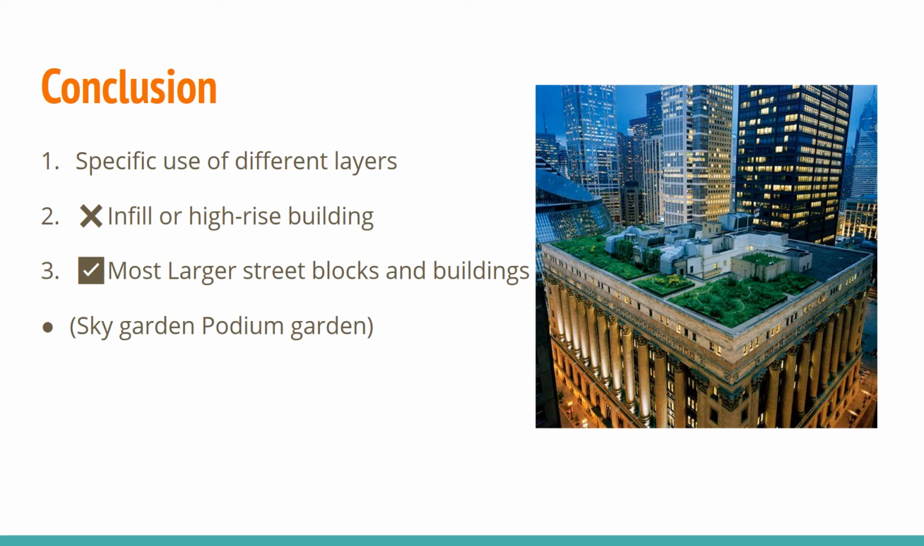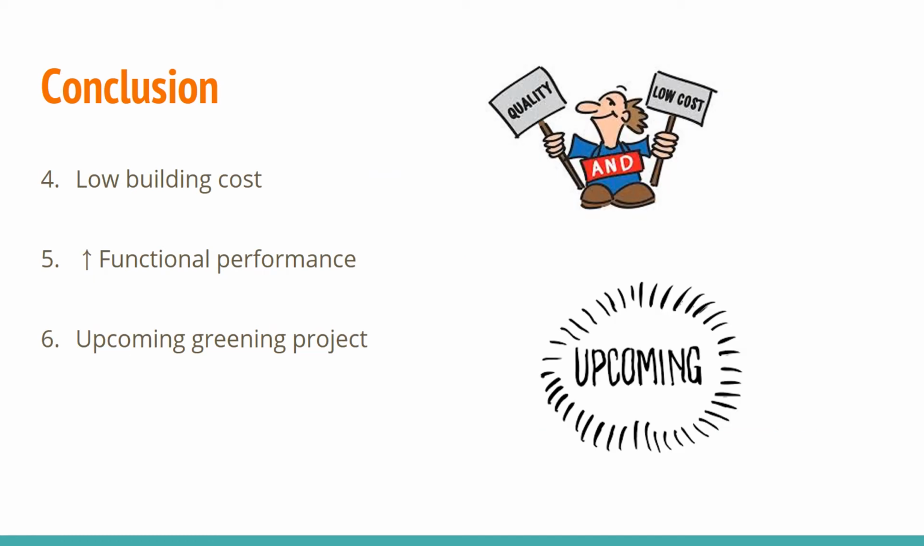Thank you, Tony. Let's round up our presentation. We have demonstrated the use of the different layers of the green roof. Actually, greening is feasible in most larger street blocks and buildings with larger roof area. The cost of greening is comparatively low relative to the whole building project. With good maintenance and design, it may strengthen the functional performance without wasting the roof area. The most important thing is, experience can be gained by the upcoming greening projects under governmental support. We could conclude that greening is feasible in most of Hong Kong's buildings.